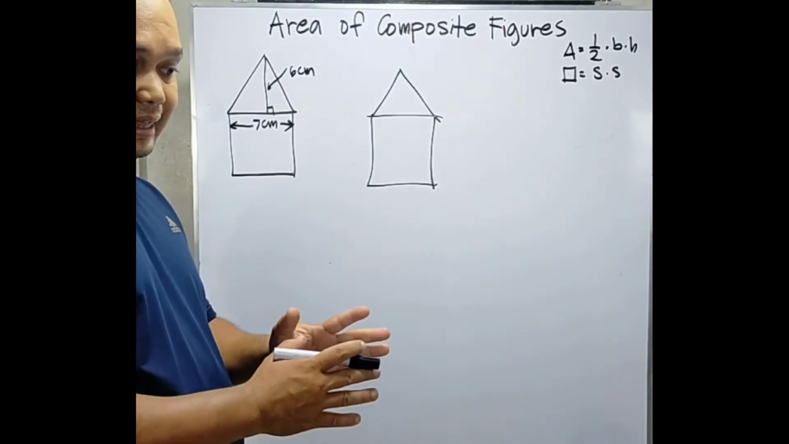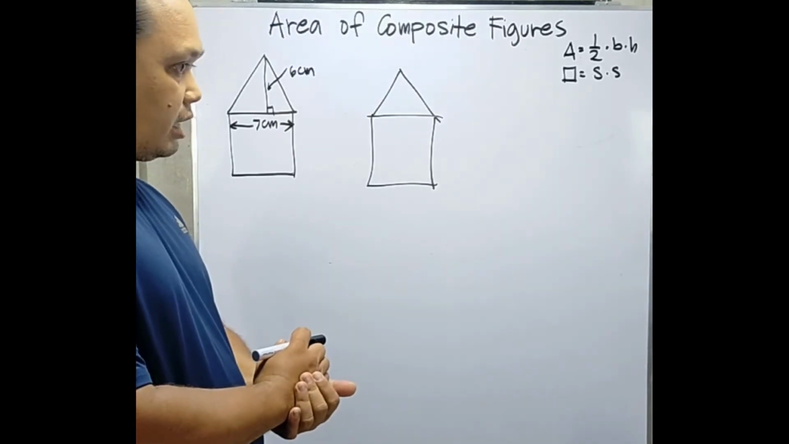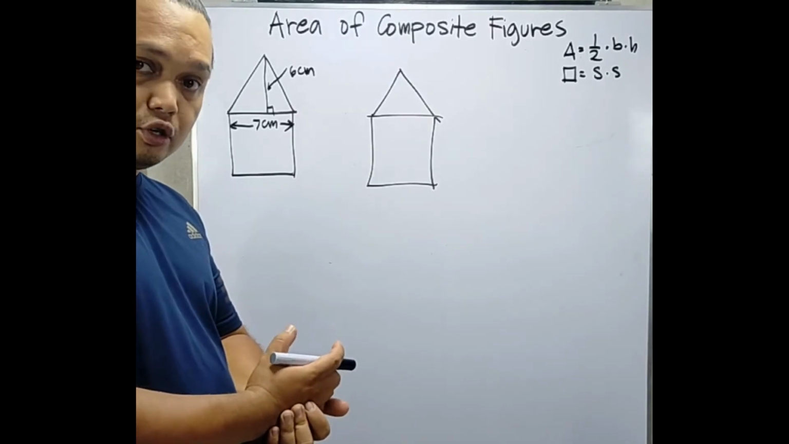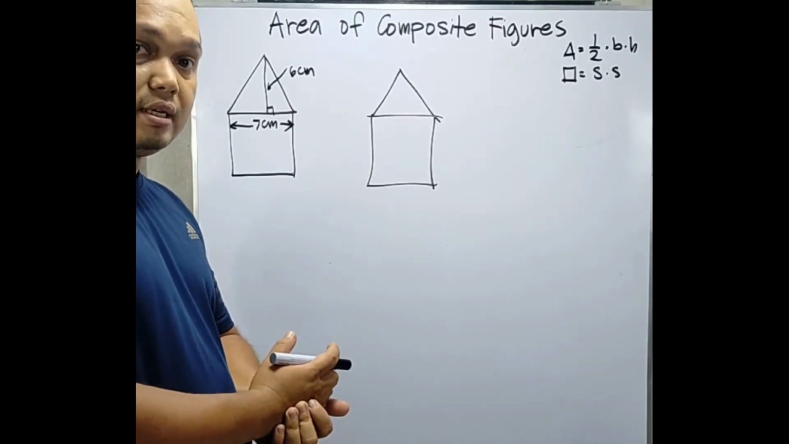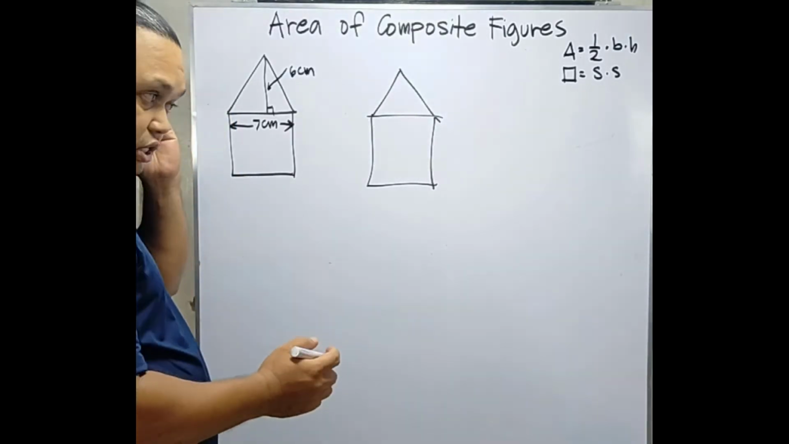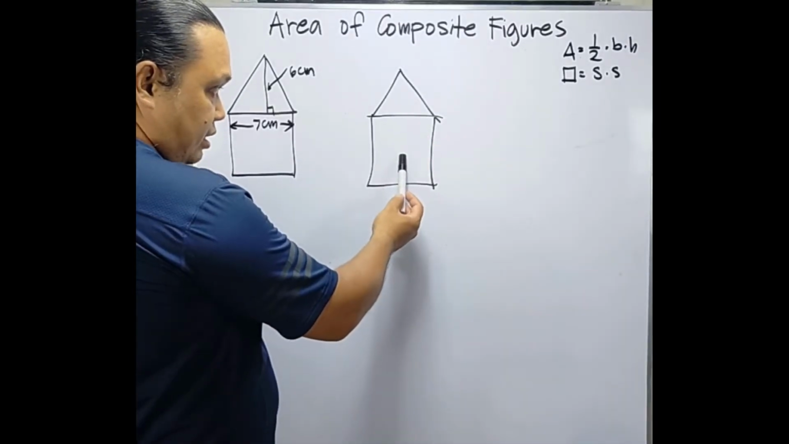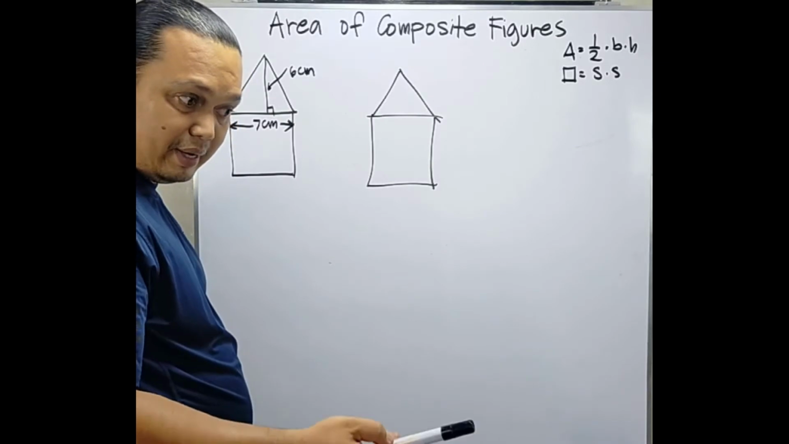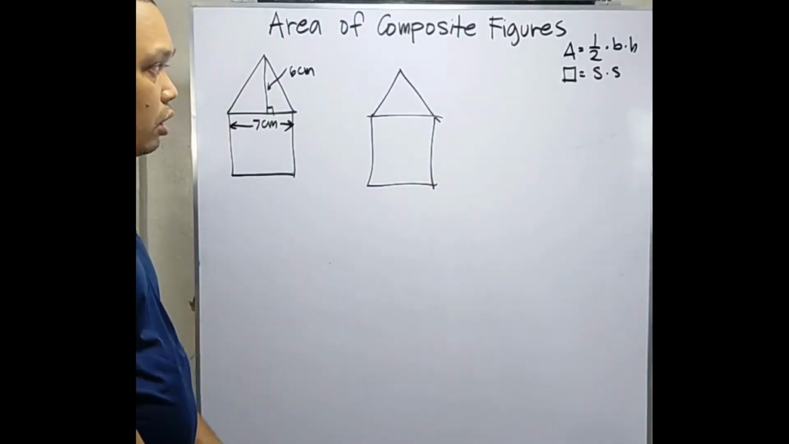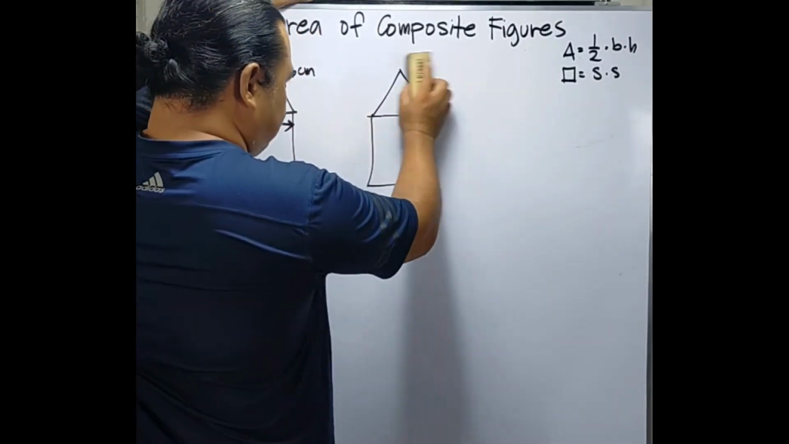Now we want to get the area of this composite figure that is composed of a square and a triangle. To get the area of composite figures, all we need to do is get the areas of the figures that we already know how to find. For example, we get the area of the triangle and the area of the square. By adding the two areas, you can get the area of the whole composite figure.